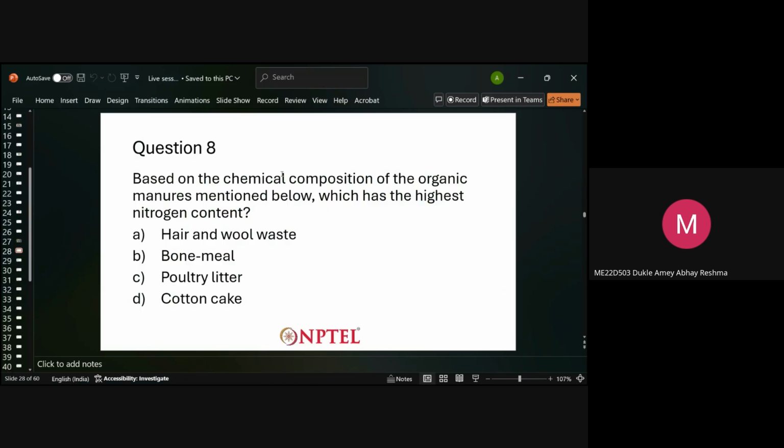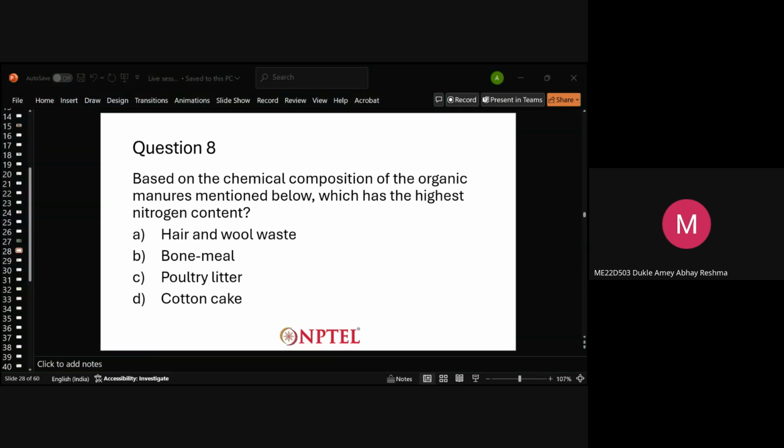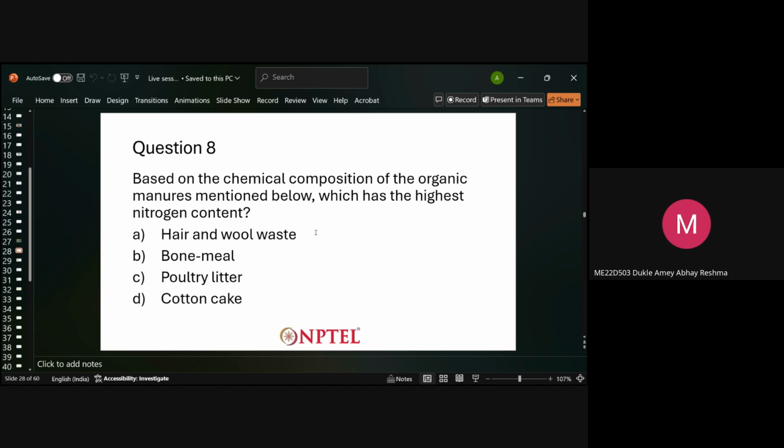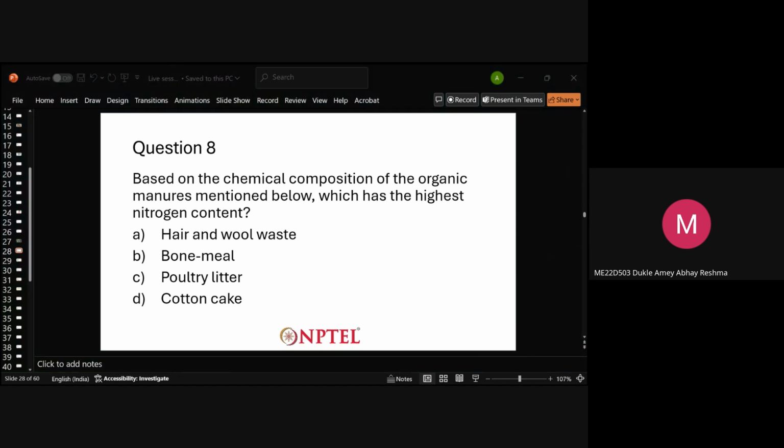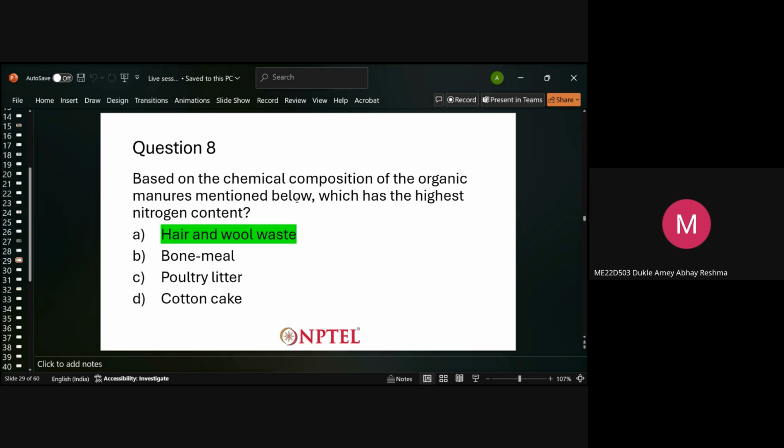Moving to the next question. Based on the chemical composition of organic manures, which of the following has the highest nitrogen content? Hair and wool waste, bone meal, poultry litter, cotton cake. Any guesses? Yes, the answer is hair and wool waste.